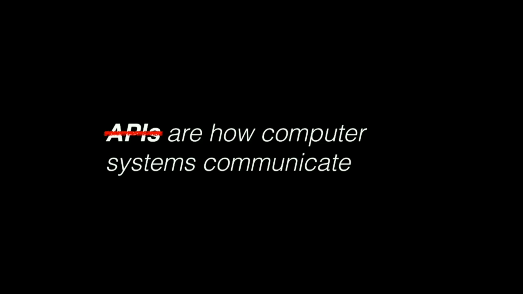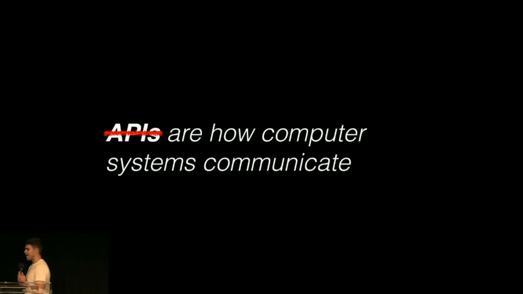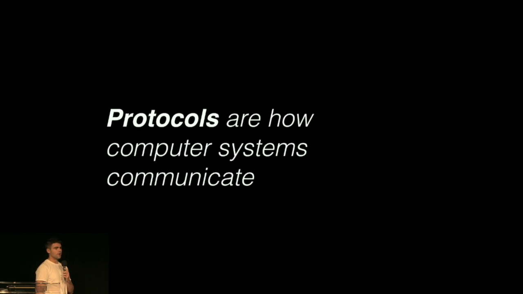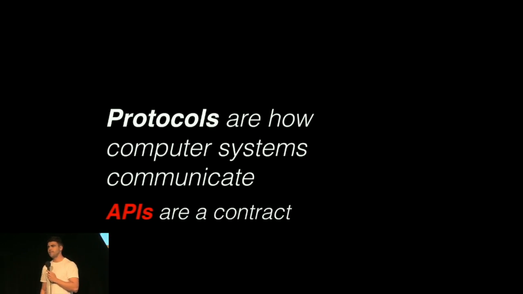It made me think, API isn't even really the right word for this. APIs are not how computer systems communicate. That's really a protocol. So if protocols are how computer systems communicate, what's an API? And I'd argue that APIs are a contract. They're something that's agreed upon between client and server, saying, here's the information I want, here's when you'll get it to me by, here's everything that should happen as part of this exchange.